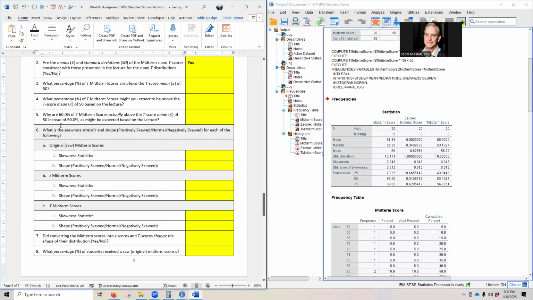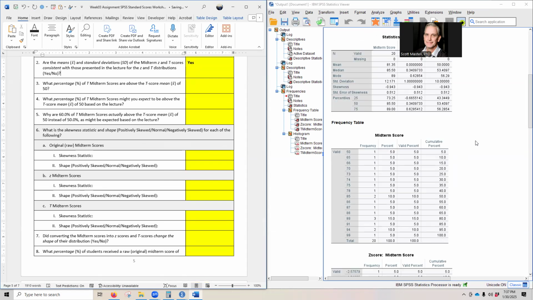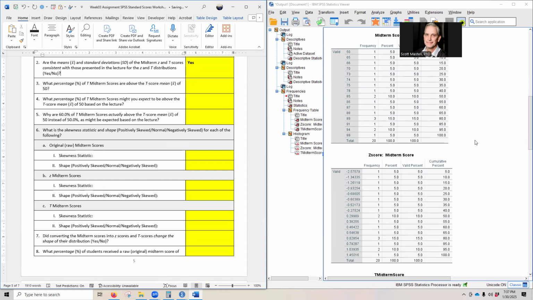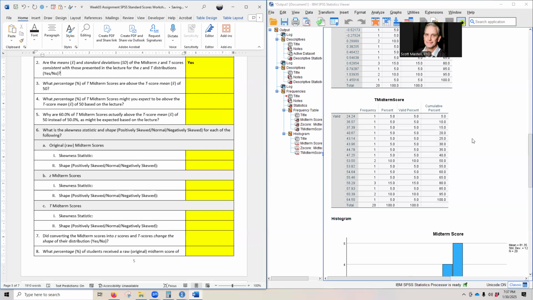What percentage of T midterm scores are above the T score mean of 50? All right, where are we going to get that? Well, all these above and below ones is probably a frequency distribution. So I'm going to find the frequency distribution for t-scores. There it is. And the question is, what percentage are above 50?